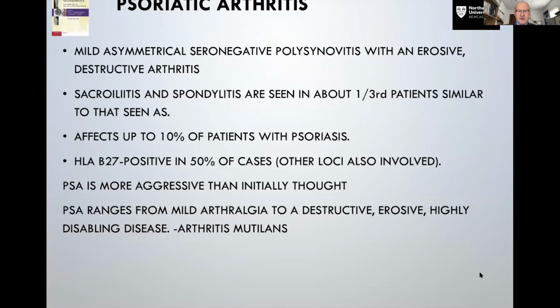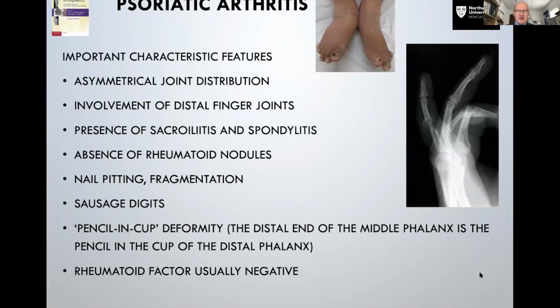Psoriatic arthritis has now been shown to be more aggressive than initially thought many years ago. And it can range from a mild arthralgia to a destructive, erosive, highly disabling disease, which is termed arthritis mutilans. Important characteristic features include asymmetrical joint distribution, involvement of the distal finger joints, and the presence of sacroiliitis and spondylitis. There's absence of rheumatoid nodules. The nails demonstrate pitting and fragmentation.